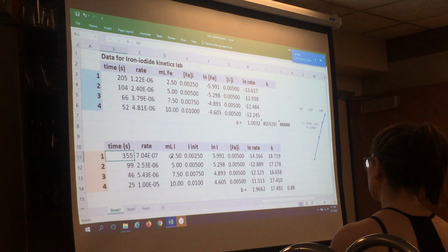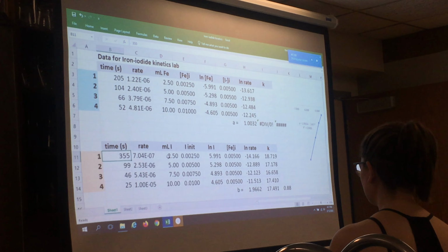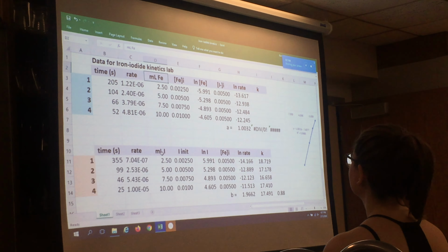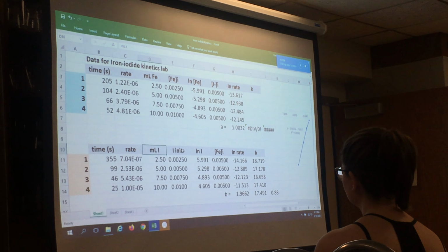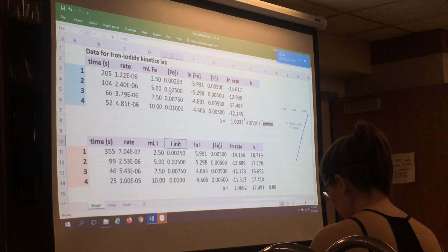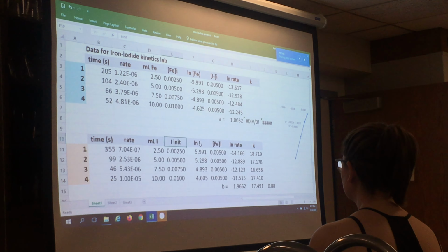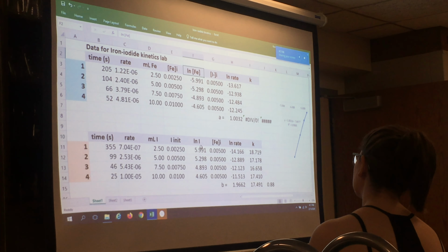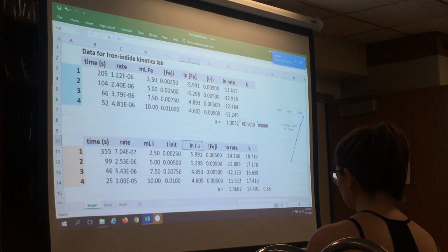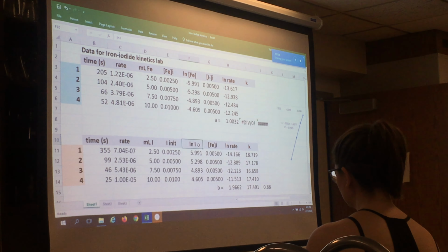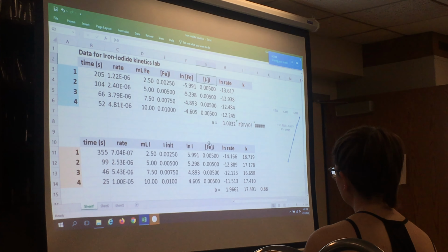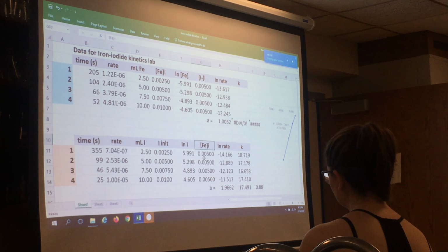We do exactly the same numbers down here, except notice that iodide replaces Fe. So up here, this is milliliters of Fe, this is milliliters of iodine. Up above, it's concentration of iron initial. This should be concentration of iodide initial. Natural log of iron, natural log of iodine. Okay. Now these columns are swapped. This is natural log of iodide. Up here, iodide initial, iron initial. So now we've got everything ready to go.